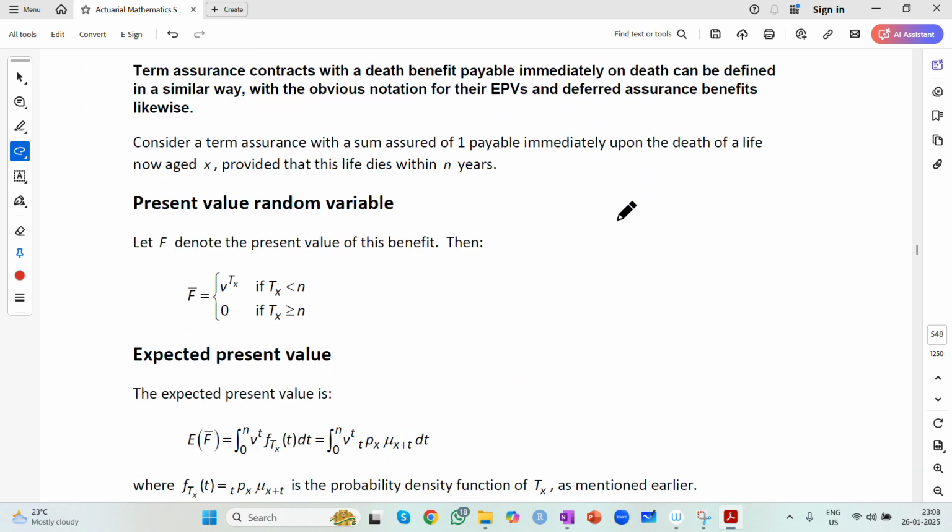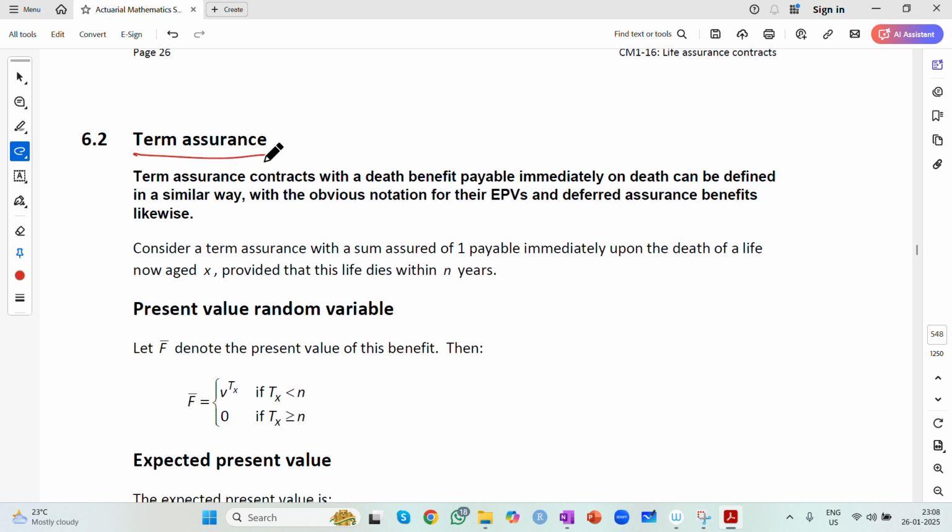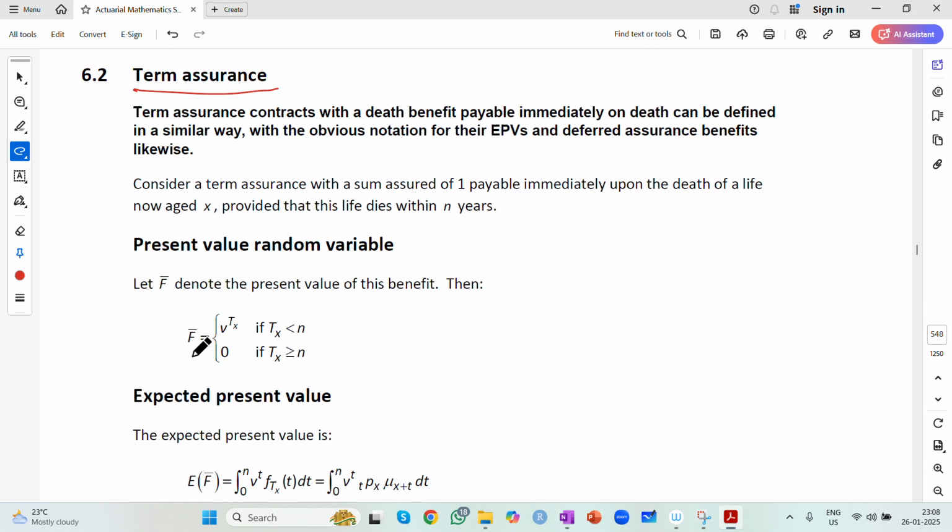Exactly the same way we can do it for term assurance as well. So A-bar is term assurance. If the term of the insurance is n years, then if he dies before the n years, anytime here, he is paid instantly at that time itself. And if he dies here, then nothing is paid.